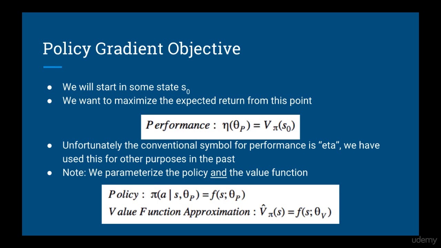An unfortunate convention is that the letter eta is used for the policy objective, since we've used it for other purposes in past courses. Just remember that eta in this course means policy objective, which we usually call the performance. Note that theta p here means the parameters we are using to parameterize the policy. We are subscripting the policy parameters with p, since the value function will also have a set of parameters which we'll call theta v.